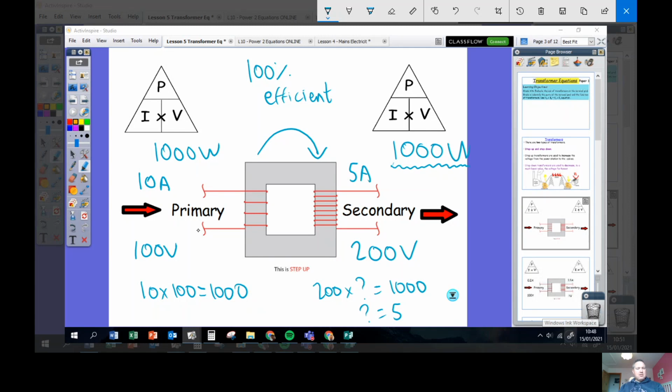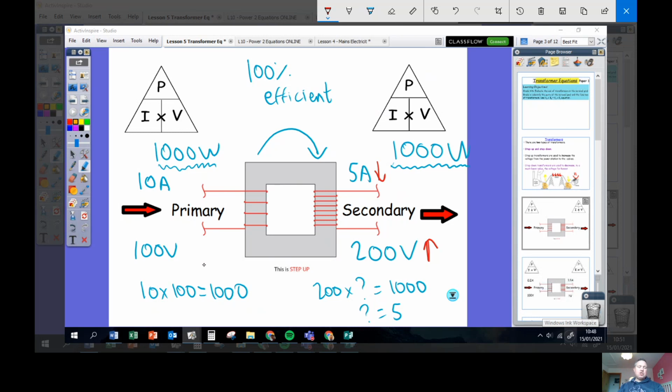So on the primary side, I had current 10, voltage 100. On the secondary side, I had current 5, voltage 200. Both sides give me a power of 1000 watts. The power was the same on both sides. But just like we said, the transformer has made the voltage go up, and that makes the current go down. Increasing the voltage decreases the current.